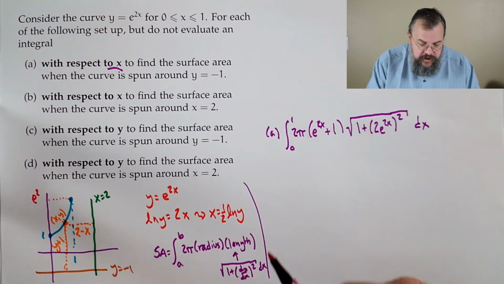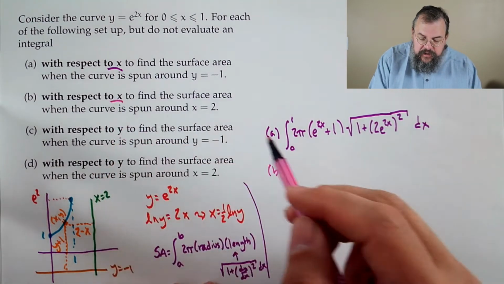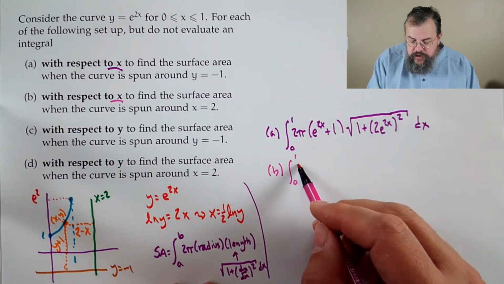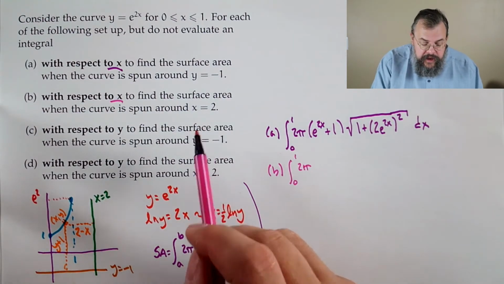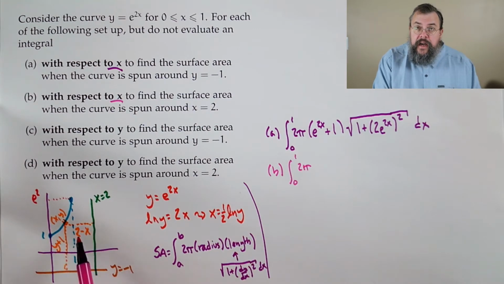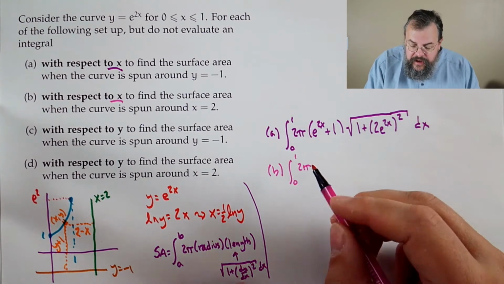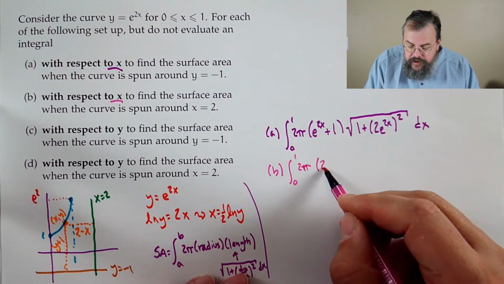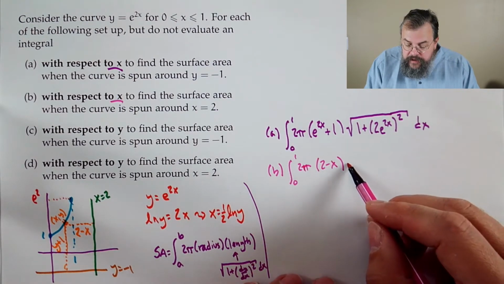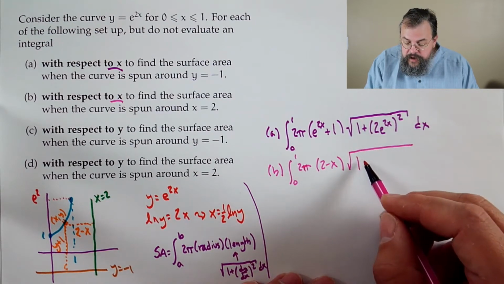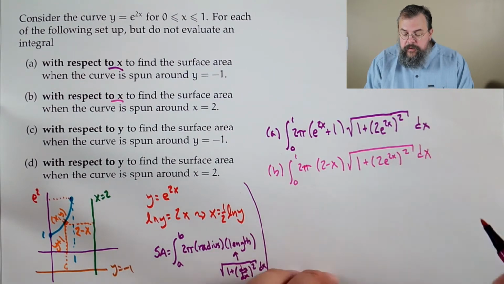No troubles. Now, for part B, again, it's with respect to x, so our bounds, 0 to 1, the 2 pi is the 2 pi. We come to the radius. So we're going around x equals 2, so the radius would be 2 minus x. Well, we're integrating with respect to x. Perfect. 2 minus x, we like it as is. No need to do anything fancy, so we just write in 2 minus x. The length part is exactly the same, so we can just copy it from the previous line. So square root of 1 plus (2e to the 2x) quantity squared, dx.